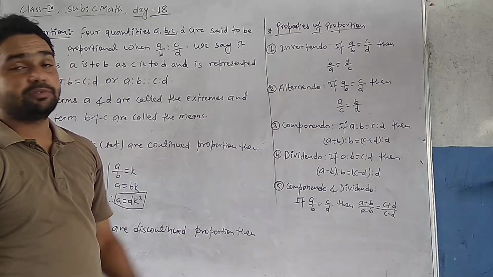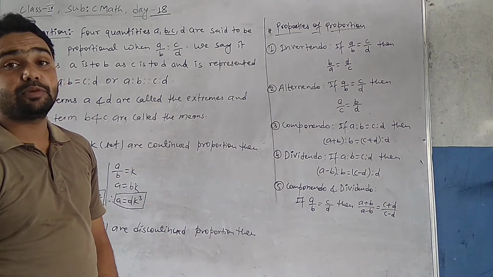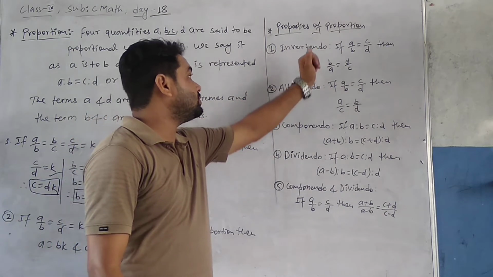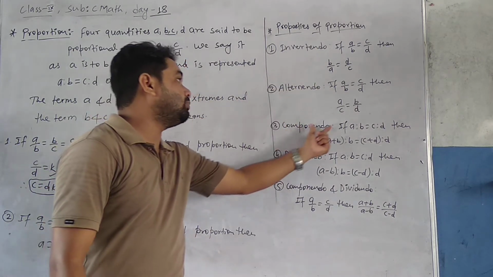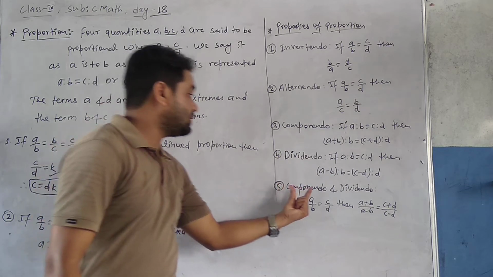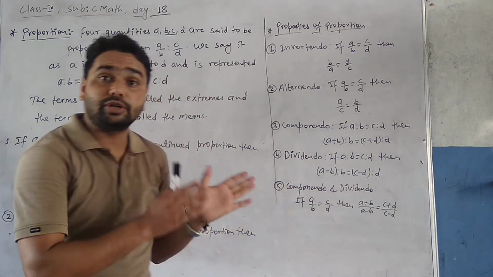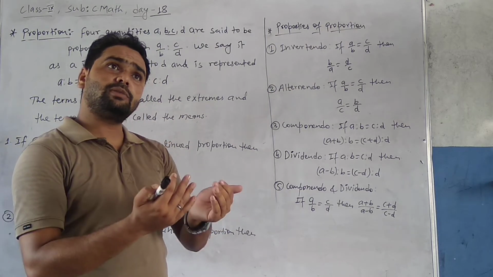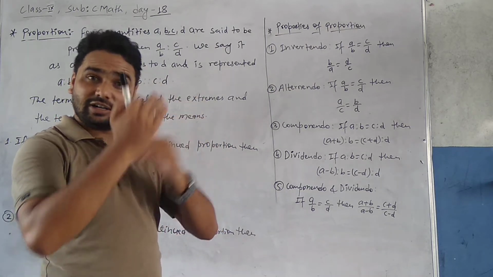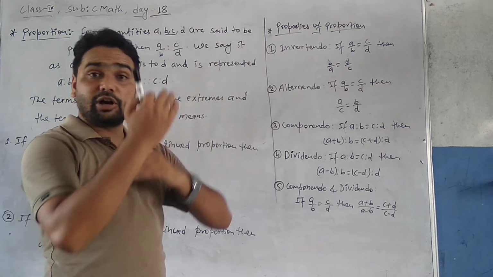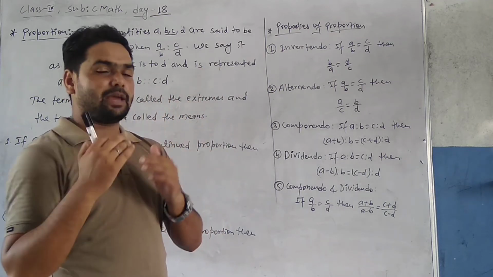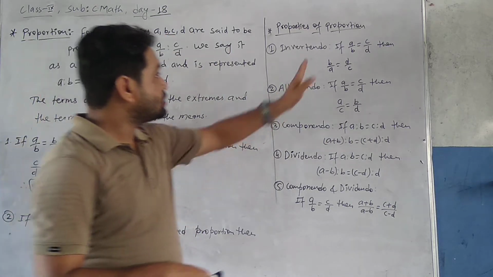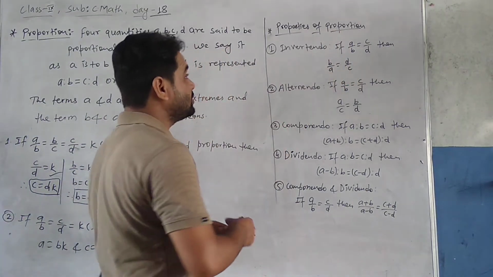In the properties of the proportion, I have written 5 here. That is invertendo, alternando, componendo, dividendo, and componendo and dividendo together. Yes, so invertendo, as we know, invert means inverse type, no? Denominator to the numerator, numerator to the denominator. So here it is used the same way, no?